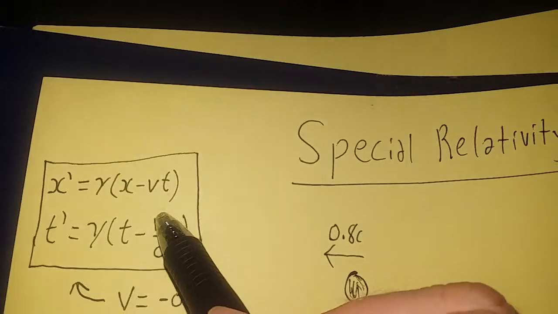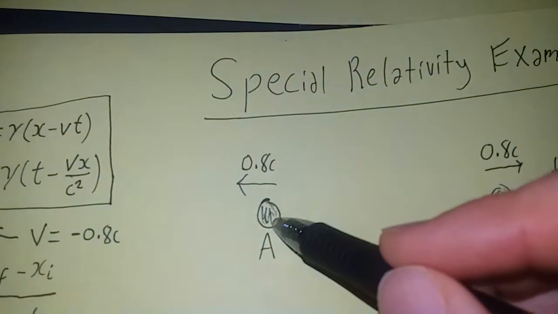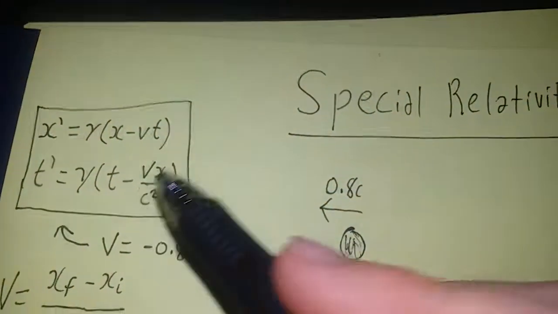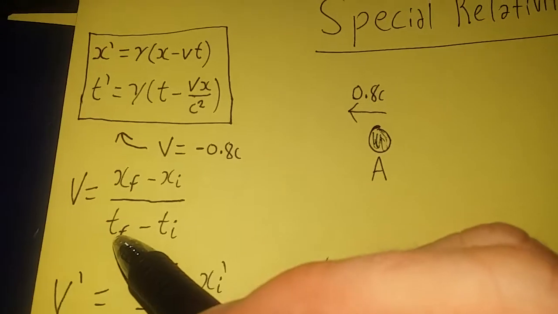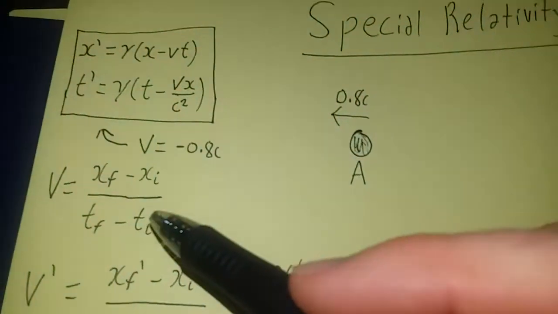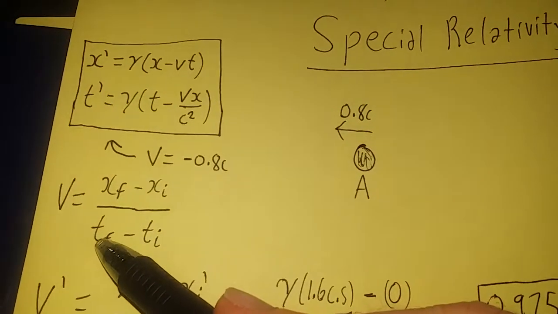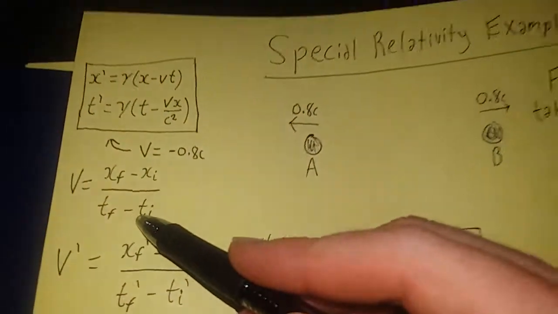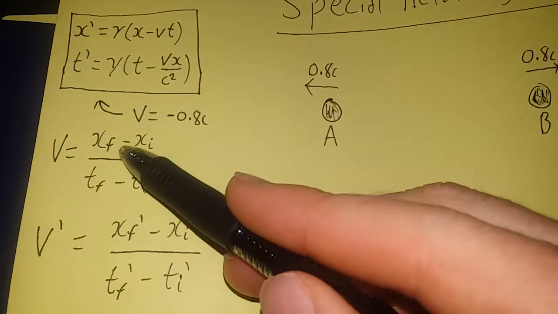Now v in both these equations is going to be the velocity of our new stationary reference point, object A. So v is negative 0.8 c. Now, if we want to find the velocity of an object traveling at constant velocity, we don't need to worry about taking a derivative or anything with a constant velocity. We can just do x final minus x initial divided by t final minus t initial. And since we're traveling at a constant velocity, we can basically choose any values of t we want. And x, of course, is a function of time.